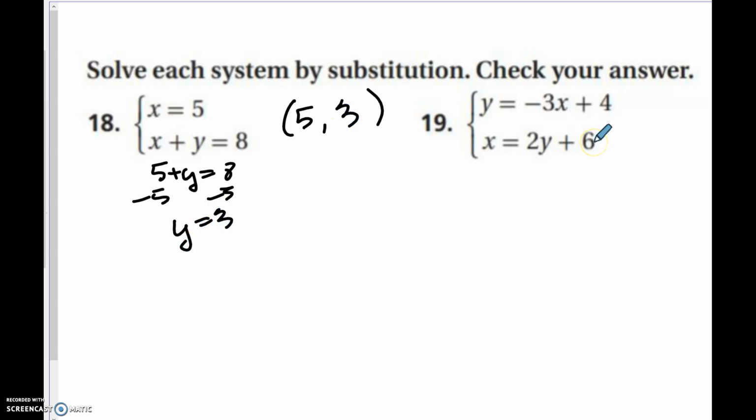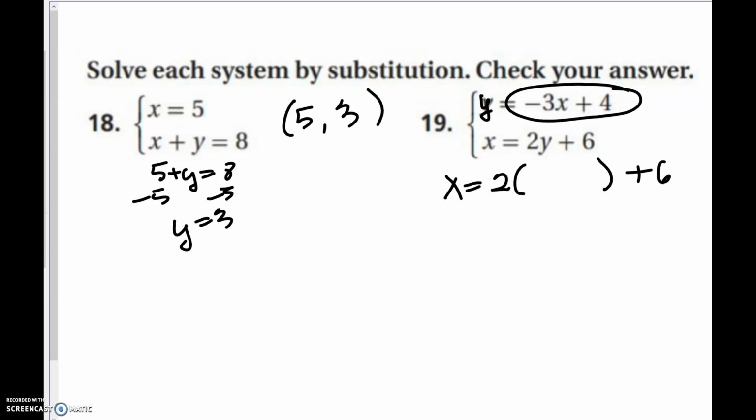All right, this one I'm going to use substitution. So in the second equation, I have x equals 2. Now, instead of putting in my y, I know that y equals minus 3x plus 4. So in here, instead of writing y, I'm going to write minus 3x plus 4. And now I'm going to solve this, and I get negative 6x plus 8 plus 6.